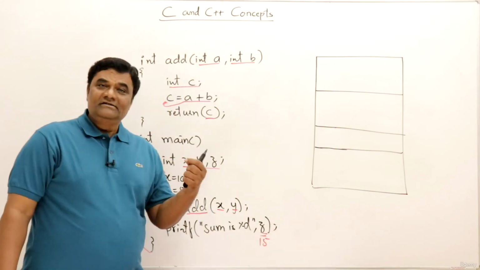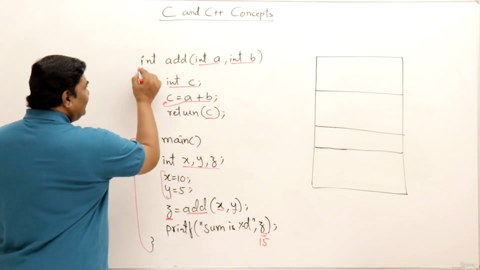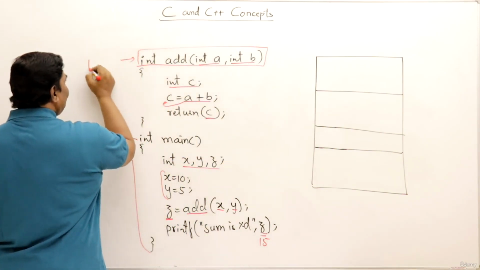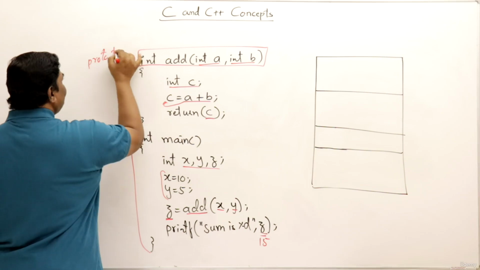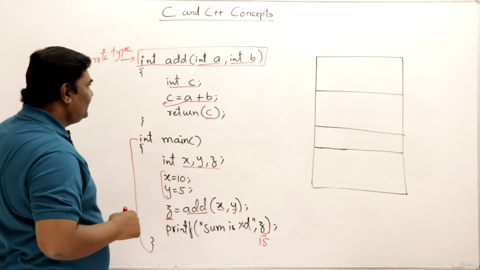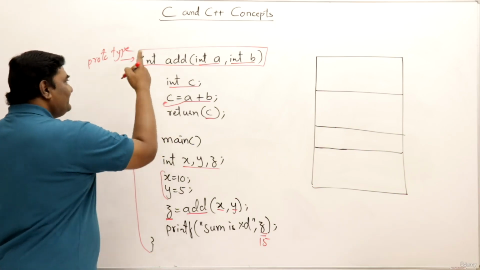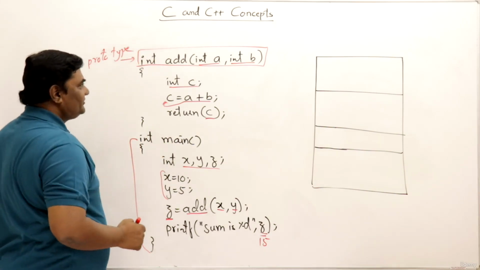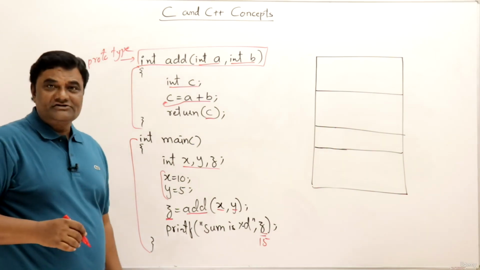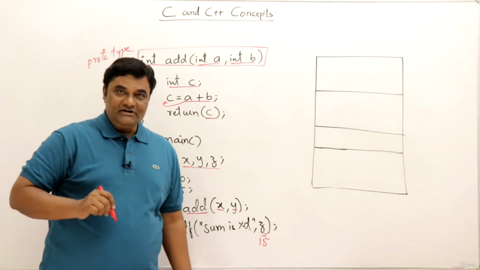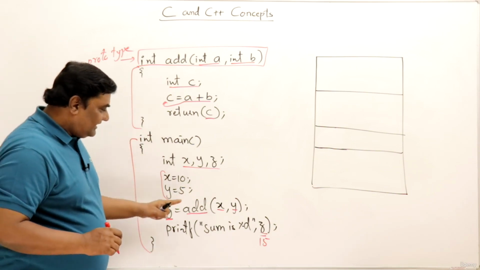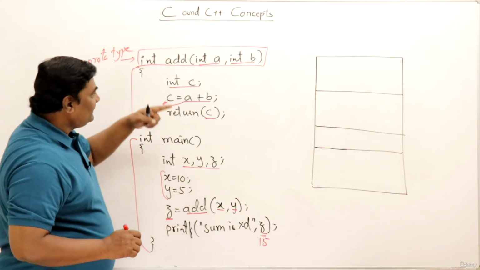Now let us learn some terminology. See, this is the prototype of a function, or header of a function. It is also called the signature of a function, right? And this is a declaration of a function. Then this body is there. This is called the definition of a function. So this is the declaration and definition of a function, and this is the function call. We are calling the function.